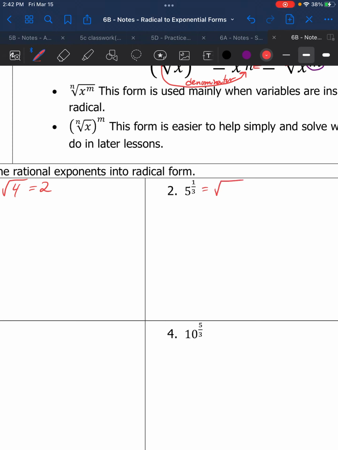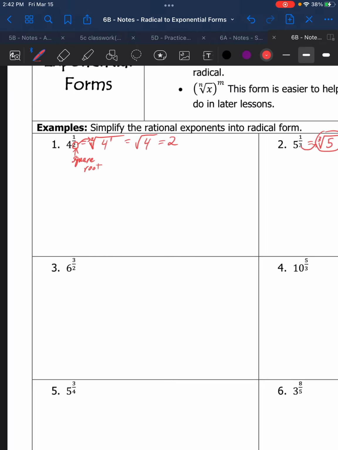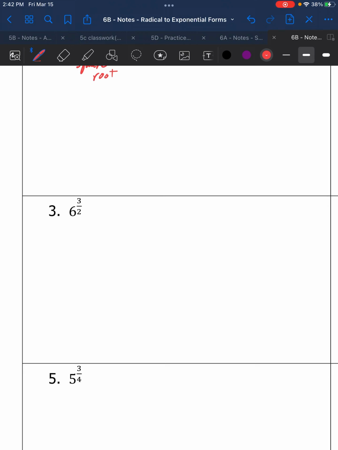Number 2 is going to be a cube root, because the denominator is 3, so we have to have the little 3. And that is 5 to the first power. We don't need it to the first power, so that's our final answer.